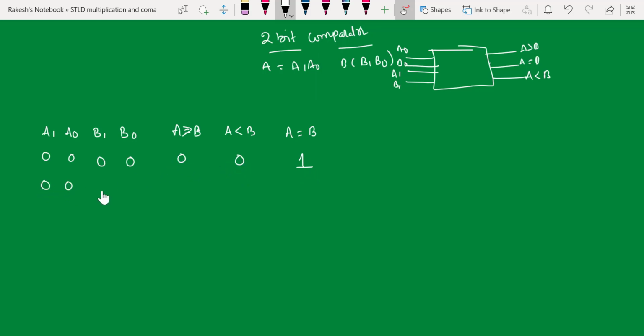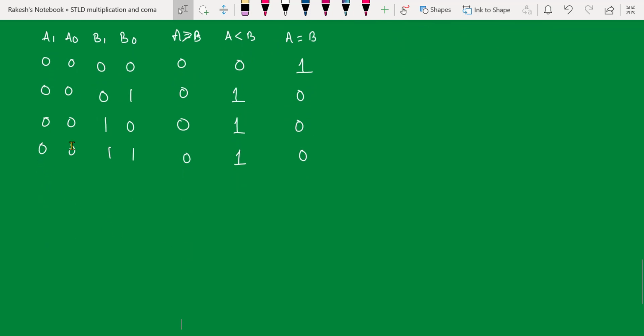If I make 0 0 0 1, that means your B is 1, A is 0. In this case, you are going to have A less than B as 1 and the remaining are zeros. If I keep 0 0 1 0, again A less than B is 1, remaining are zeros. If I keep 0 0 1 1, again A less than B is 1, remaining are zeros. Okay, this is for the first four combinations. Let's see the next combinations also. If I take 0 1 0 0, in this case A greater than B will be 1, rest will be 0.